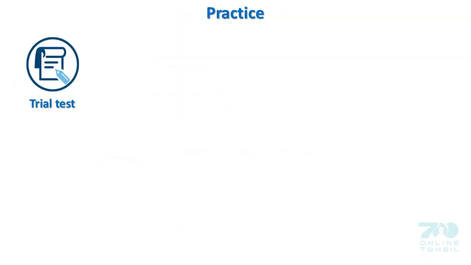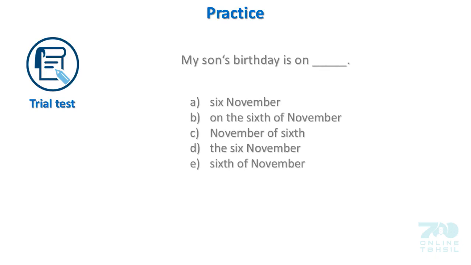Let's have some trial tests now. You have to choose the right answer. My son's birthday is on A. 6 November, B. on the 6th of November, C. November of 6, D. the 6th November, E. 6th of November.